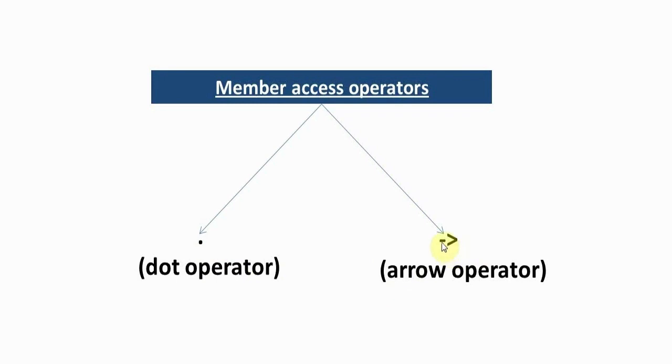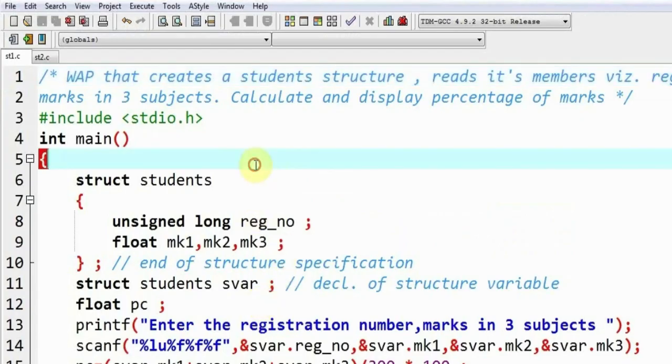We make this arrow by first typing the minus symbol, then the greater than symbol. So the arrow operator we will be covering in the next lecture, because the arrow operator is used when we work with pointer to structure. Right now we are going to work with the dot operator. So let me show you a sample program.